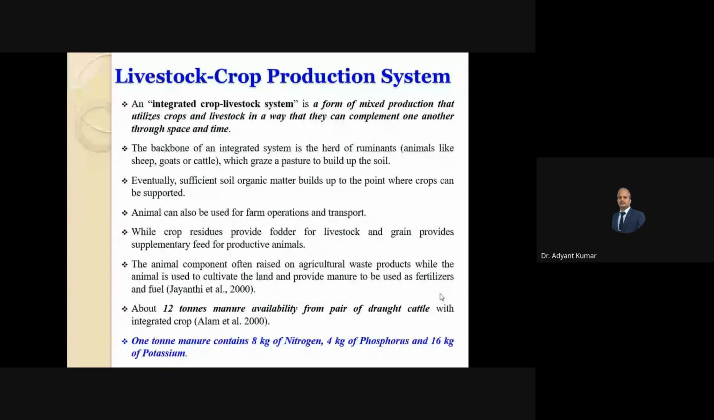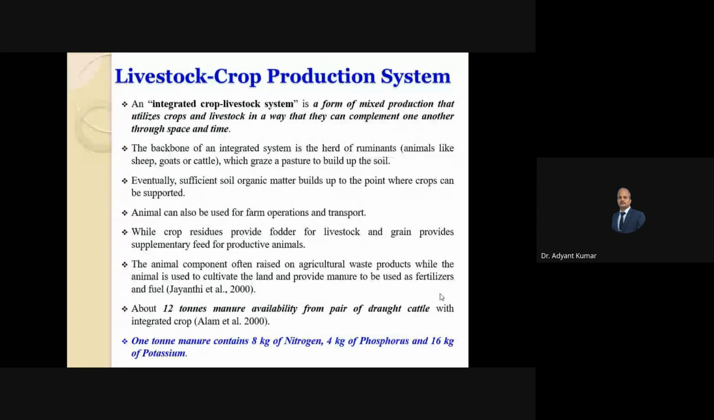Simply means that the animal component is often raised on agricultural waste products while the animal is being used to cultivate the land as well as provide the manure to be used as fertilizer and fuel. In spite of that, animals are also used for draught purposes.